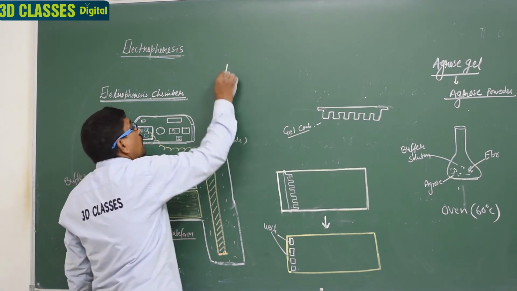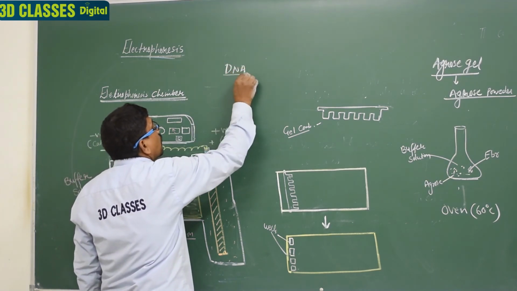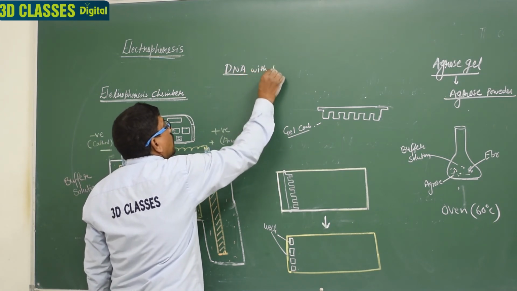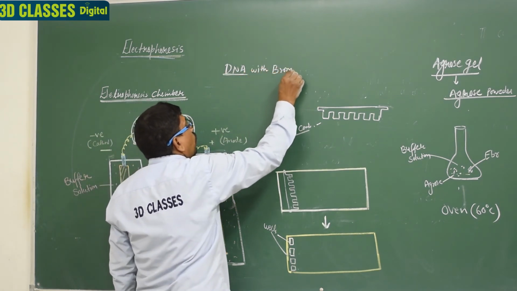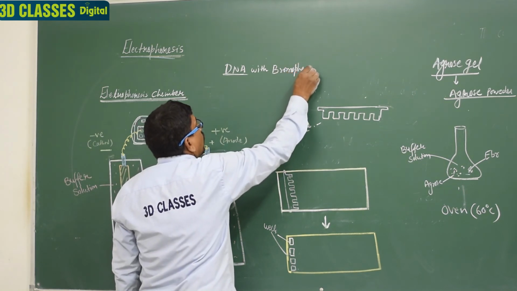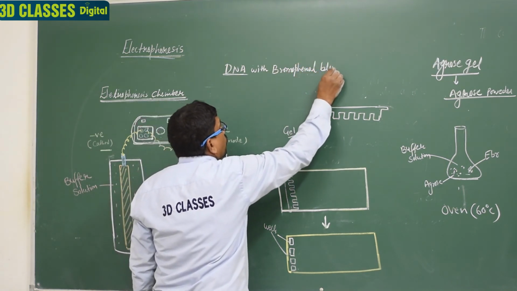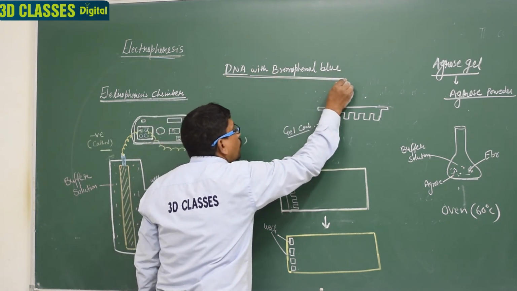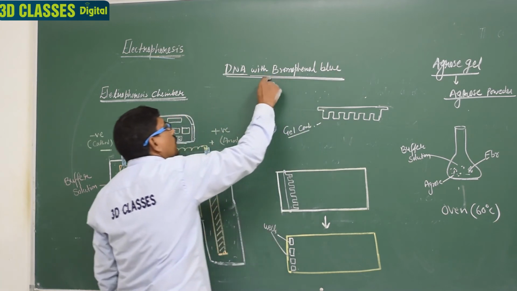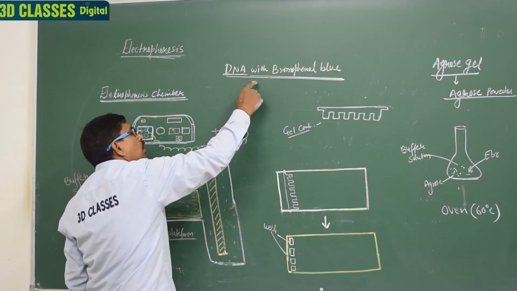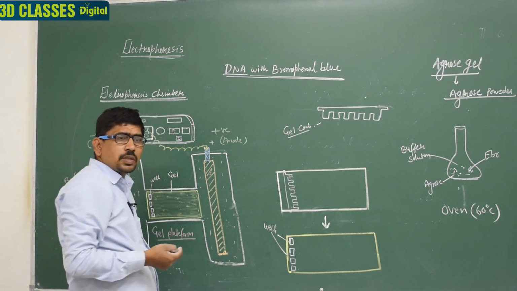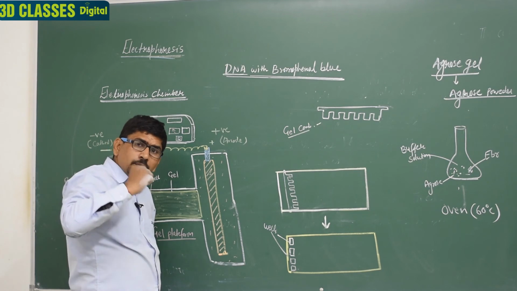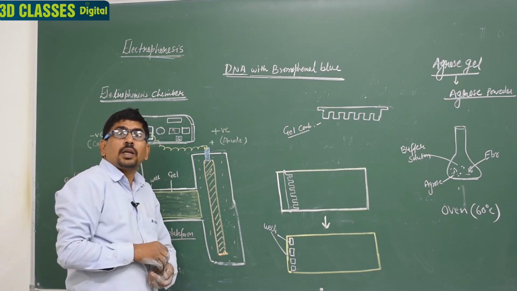So here we pour the DNA with the bromophenol blue dye. Okay. Why is this dye utilized? Why do we use this dye, bromophenol blue? To check the movement of the DNA in the gel.